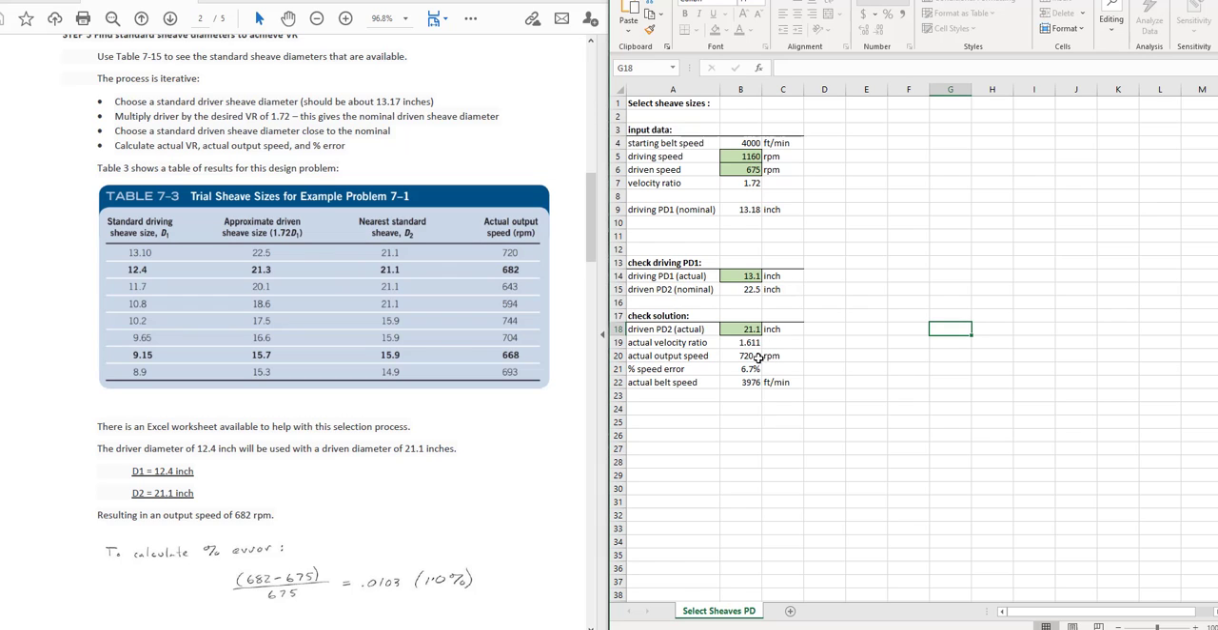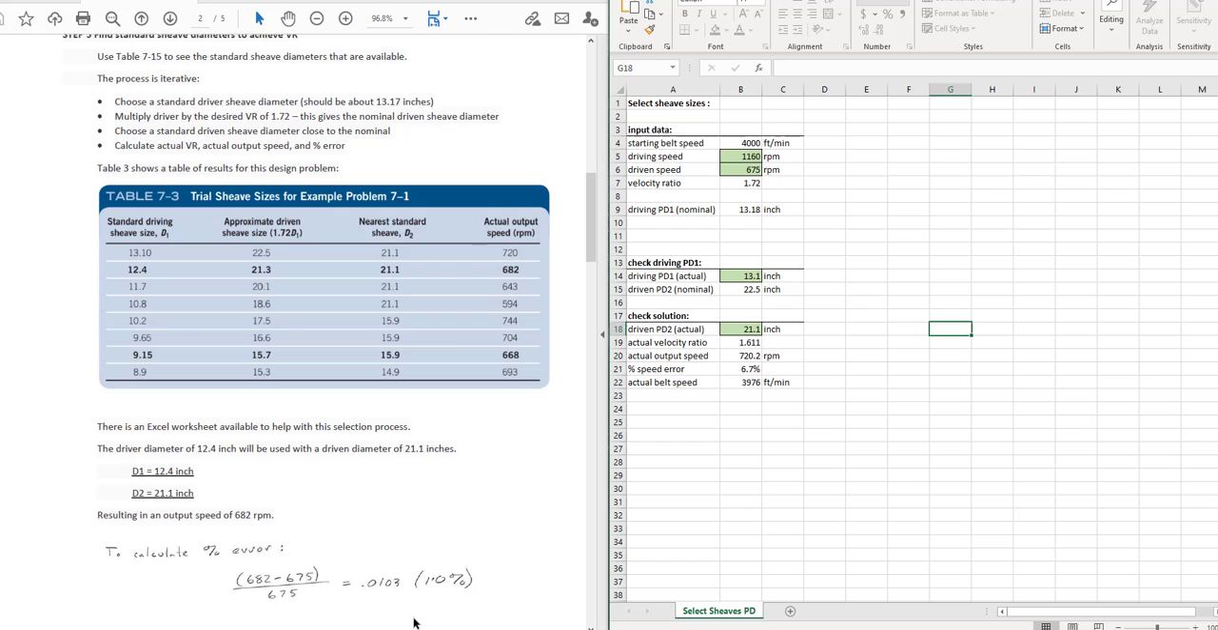And then when I input that, it spits out the actual velocity ratio, the actual speed, and a percent error. Percent error is one of the things you can use to determine which combination you're going to pick.